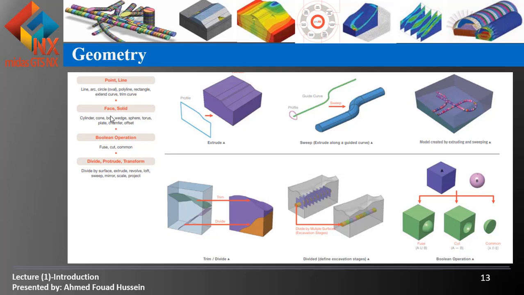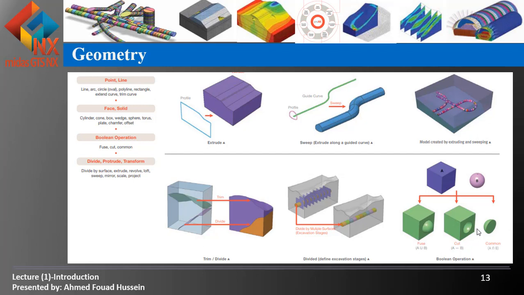Let's say we want to create very complicated solids, like as we see here, this kind of cube with a hole inside or with this ball. We can use Boolean operations like fuse, cut, and common, as we're going to see later, to create our solid. And we can use operations like divide, protrude, and transfer, so we can complete our geometry easily.